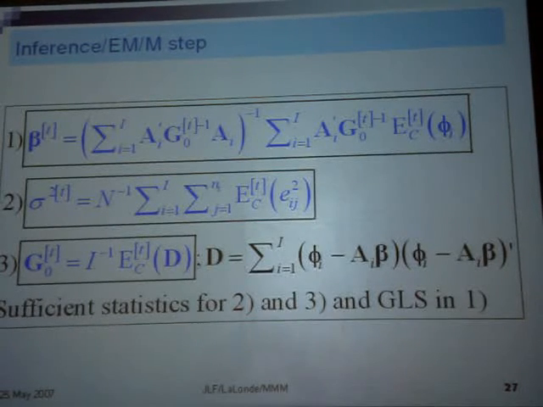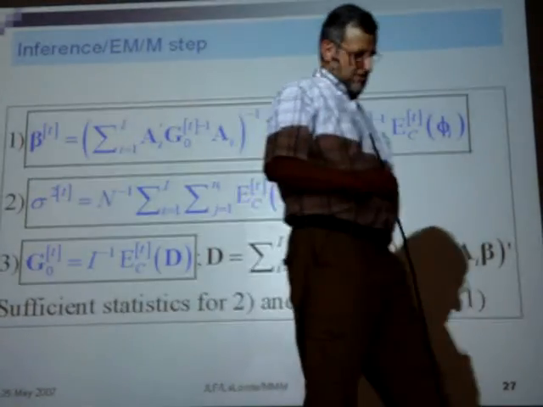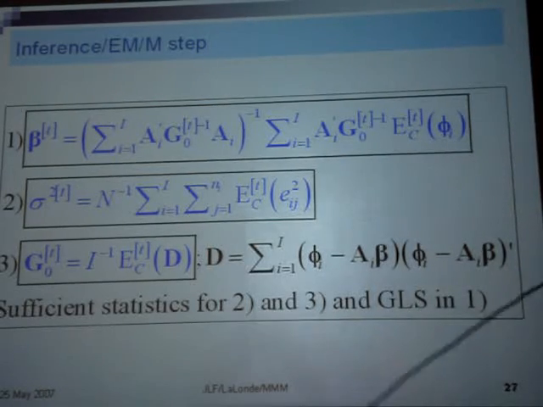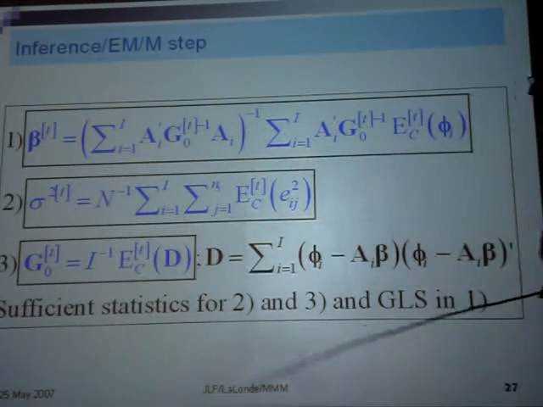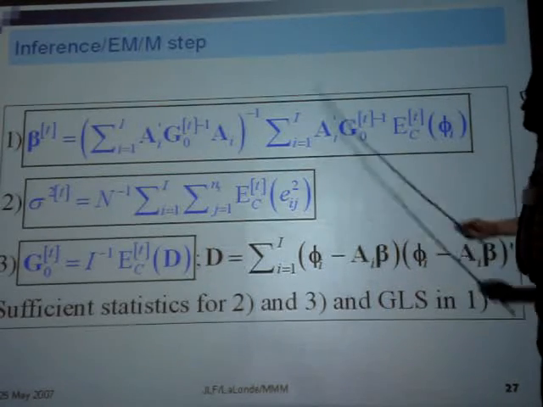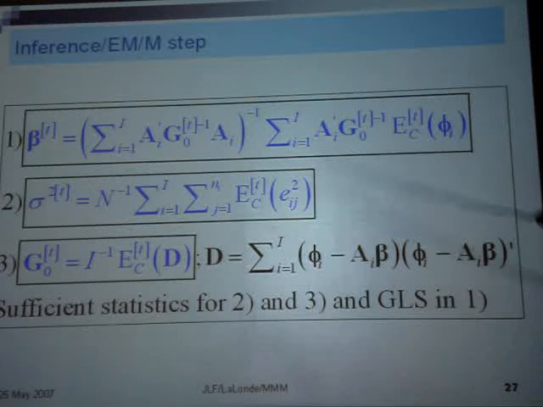And here you will see the solutions are very easy. What do we get? Here, the maximum with respect to beta at iteration t: this quantity minus 1, this sum, A prime G0 minus 1, evaluated at iteration t. And here, instead of having phi, we have the conditional expectation of phi, because remember, this was non-observed.